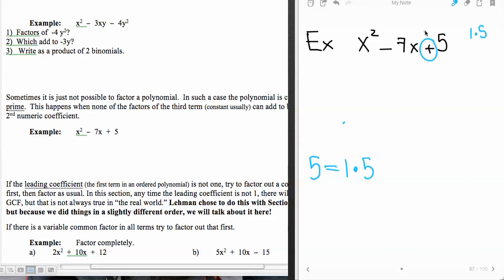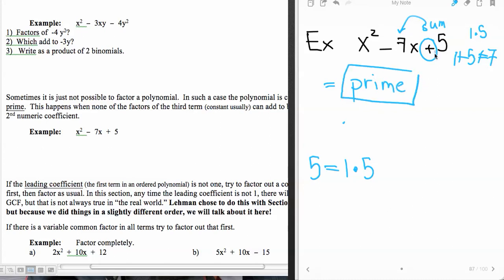And we need those factors that sum to 7. Well, these can't sum to 7. 1 plus 5 does not equal 7. And therefore this isn't going to factor. And that's when we say that it's prime. If something doesn't factor at all, the only thing that we can do with it is write 1 times the polynomial itself. Then we call it a prime polynomial.